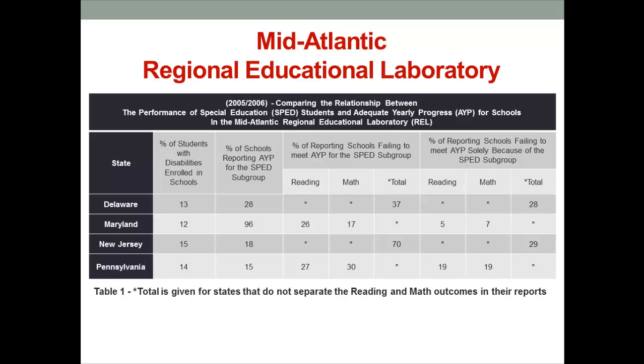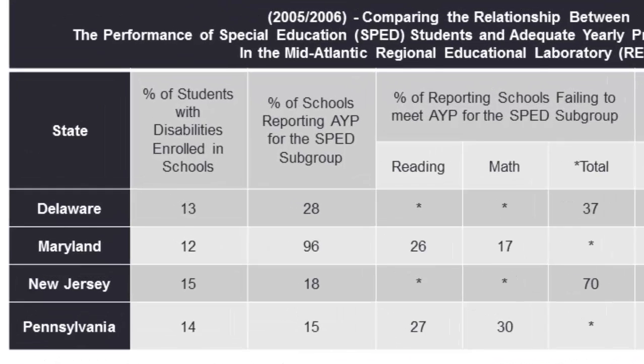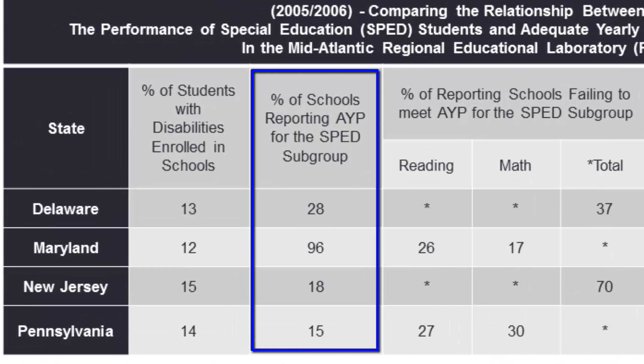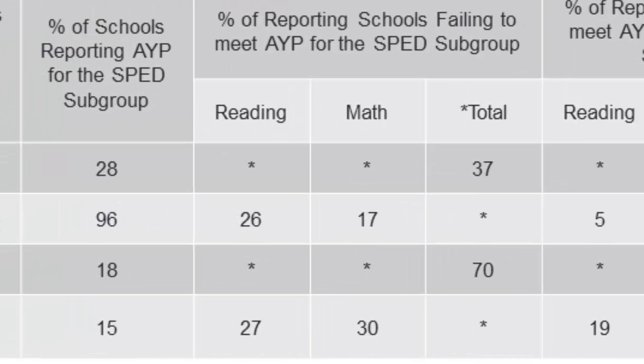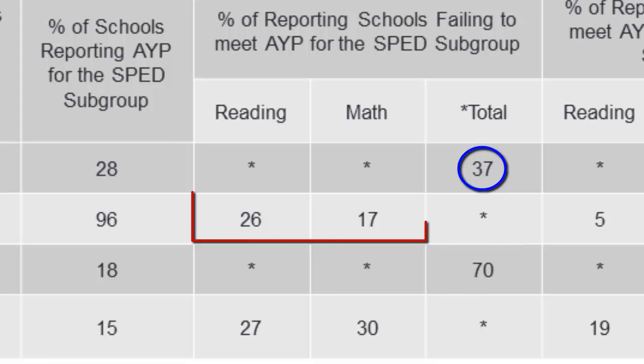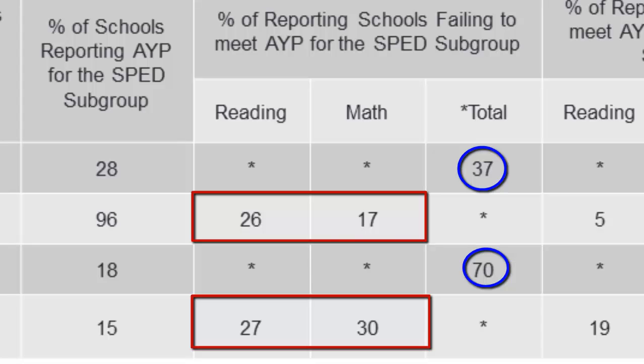Delaware, Maryland, New Jersey, and Pennsylvania all had percentages of schools that reported outcomes for this subgroup, and they also had similar percentages of students with disabilities served in each state during the 2005-2006 school year. 37% of the reporting schools in Delaware, 43% in Maryland, 70% in New Jersey, and 57% in Pennsylvania did not meet AYP for the special education subgroup.